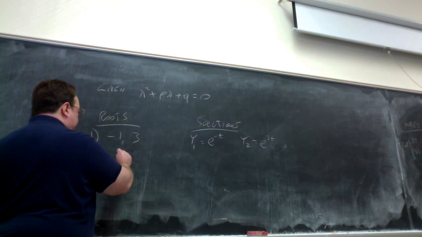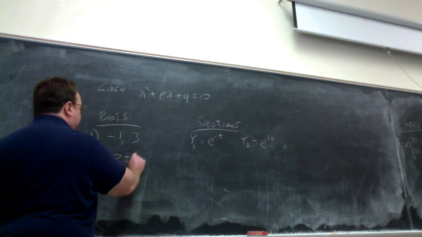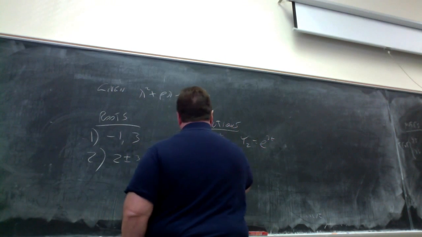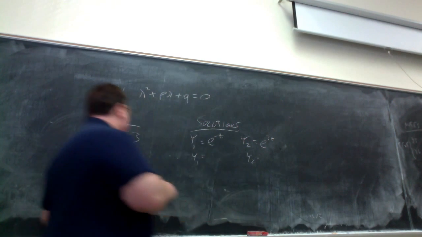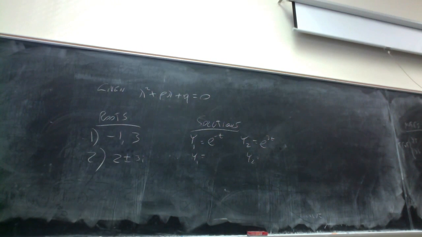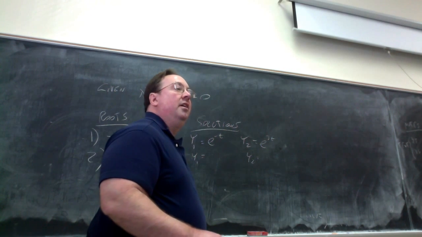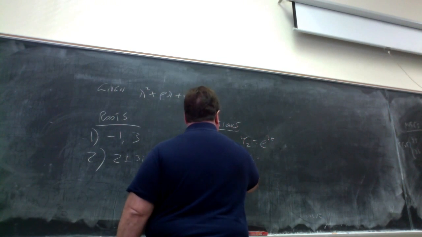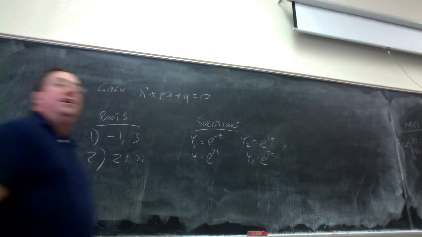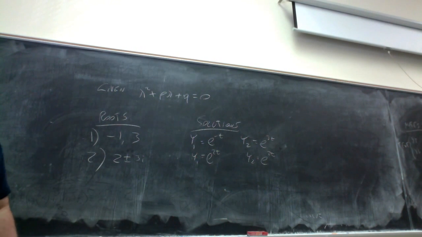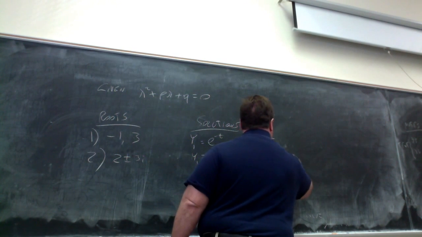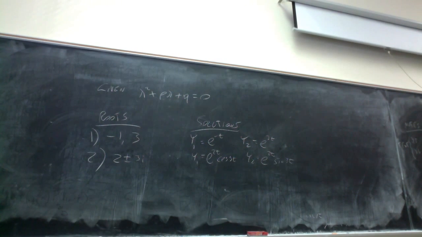Now, suppose we have 2 plus or minus 3i. So we get two complex roots that are conjugates of each other. Who could tell me what y1 and y2 are in those cases? Yeah, e to the 2t, the real part goes into an exponential, and then cosine 3t. The imaginary part goes into the argument of the cosine and sine.